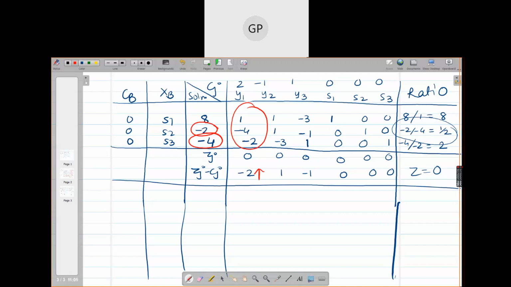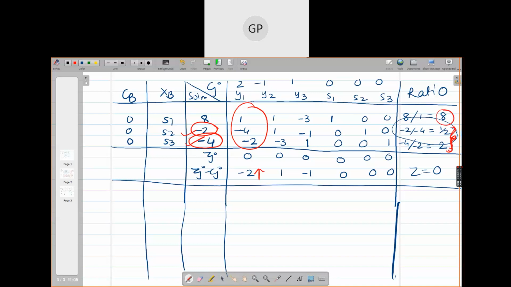So actually, we can neglect both these ratios, though they look minimum as compared to the value 8. We can ignore them as the solutions of S2 and S3 are negative. Do you understand what I'm saying?